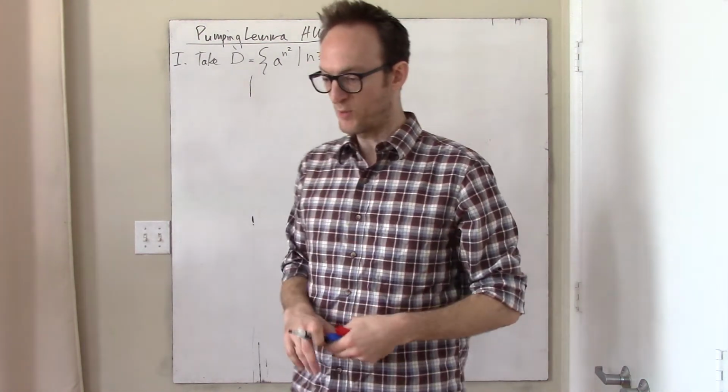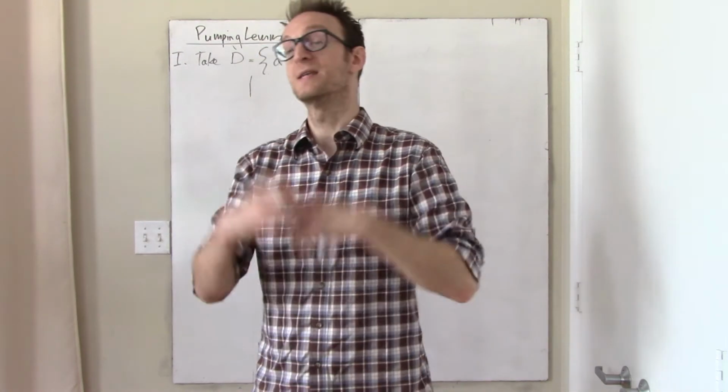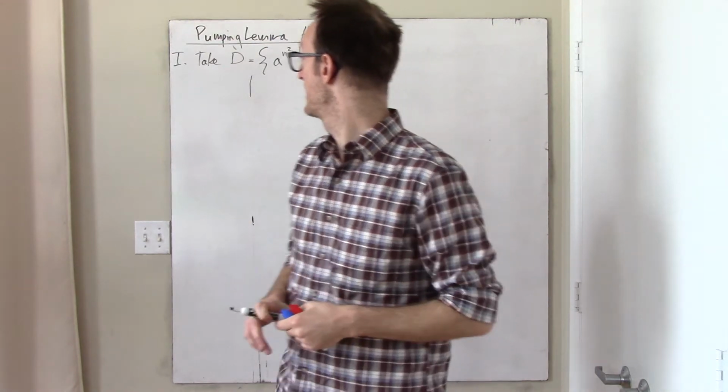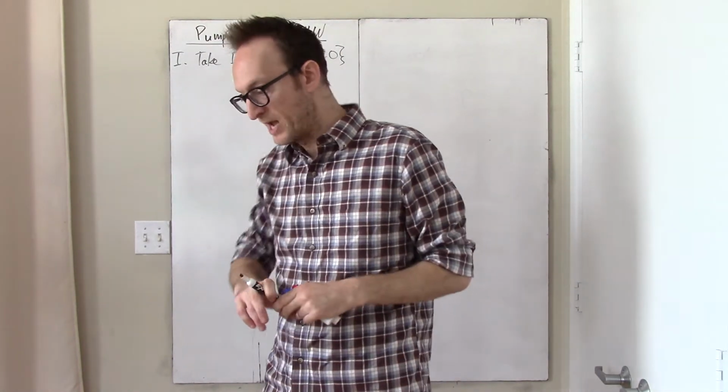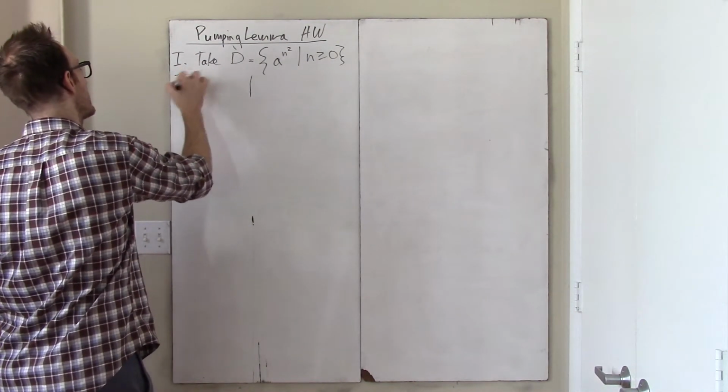Okay, so we want to accept 9 A's and 25 A's and 100 A's, etc. But if it has 17 A's, then it's not a member of this language. Well, perfectly coherent language, but this language is not regular. And I shall prove it.